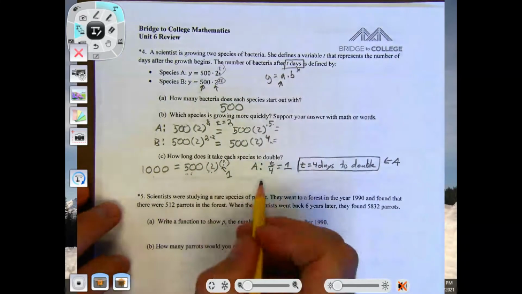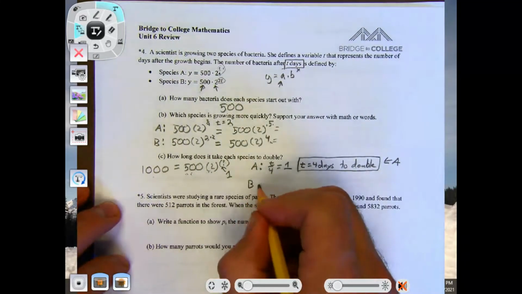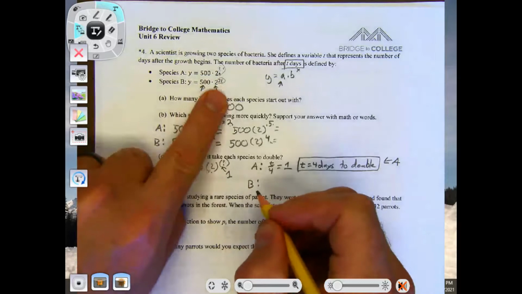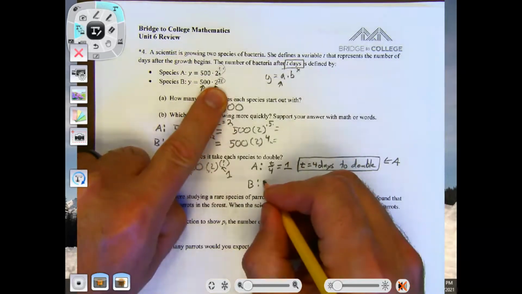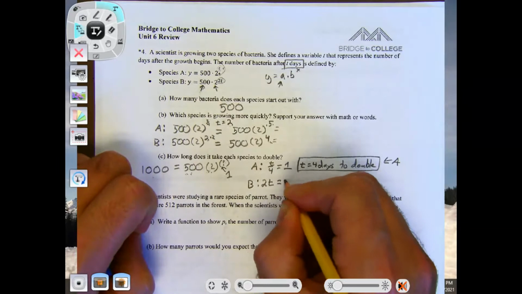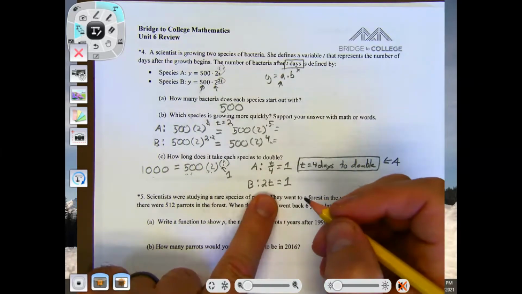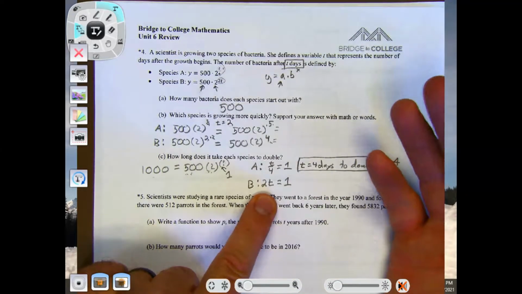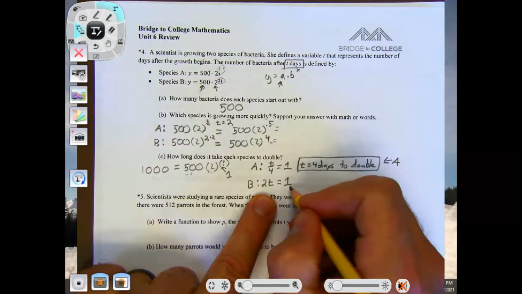And then for B, it's the same thing. We want this to equal 1. We want 2 times t to equal 1, because that's how we know when it's doubled. So 2 times what number? Like what number do you have to put in here to make it equal 1?